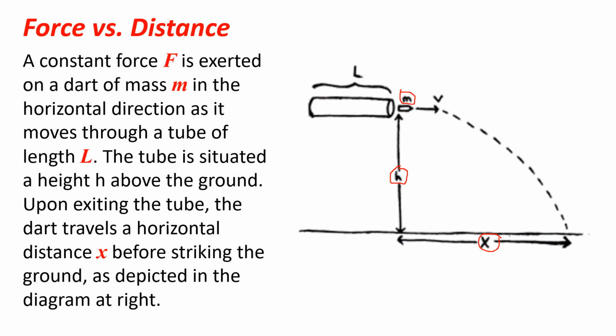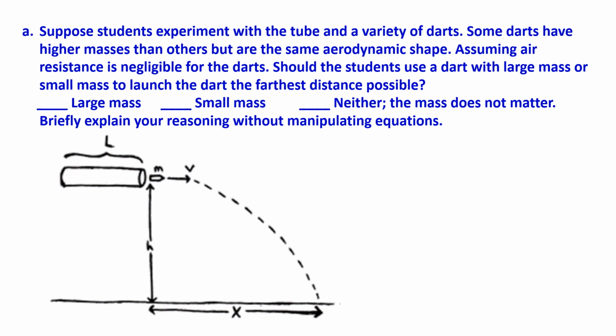Now let's take a look at the first question. Suppose students experiment with a tube and a variety of darts. Some darts have higher mass than others, but are the same aerodynamic shape. So it means the same shape, maybe different material, it's lighter, assuming air resistance is negligible. So assuming that it is negligible right here.